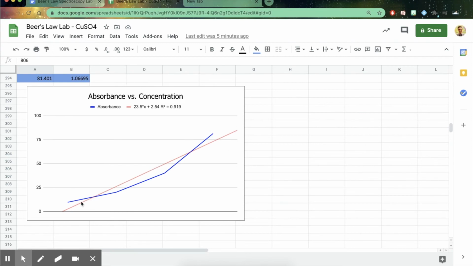Now, the red line is my best fit line, and it has an R squared value of 0.91. 0.99 or 1 would mean that it's perfect. So my data is obviously not perfect, but that's okay.